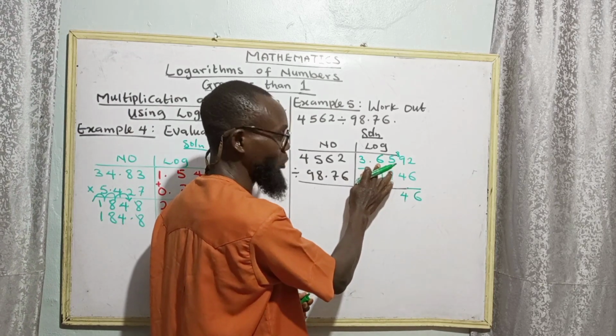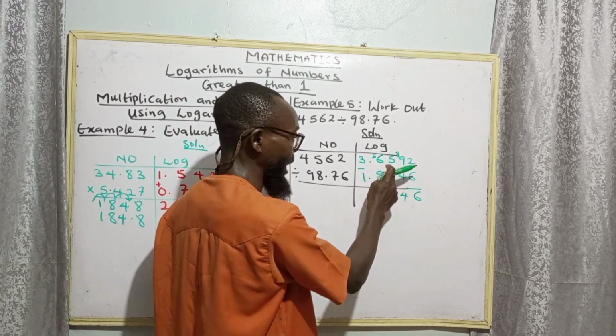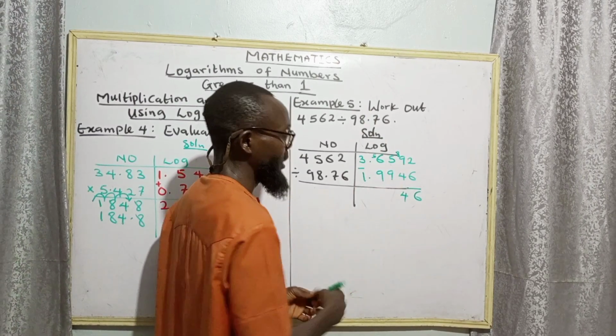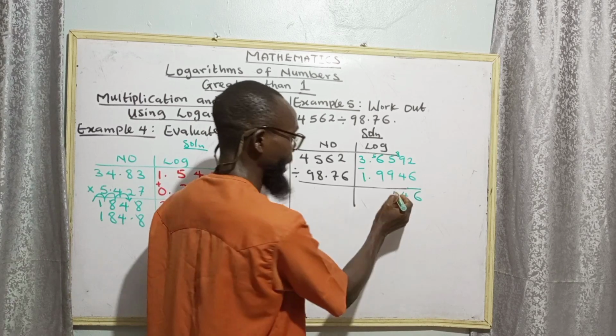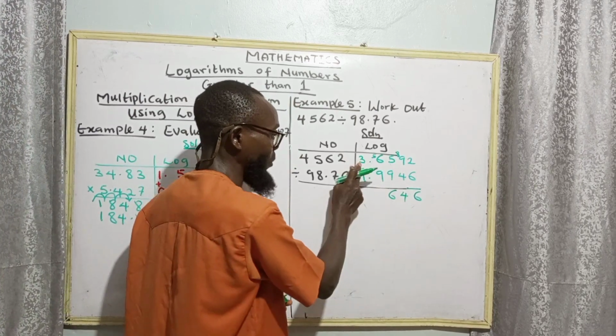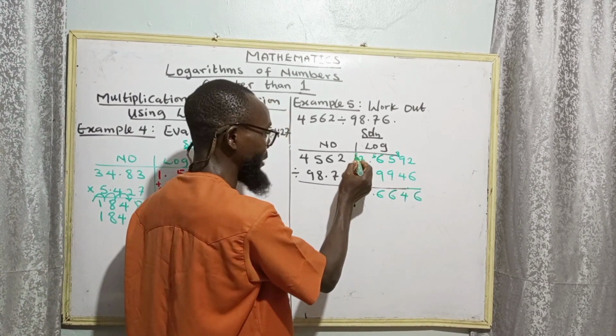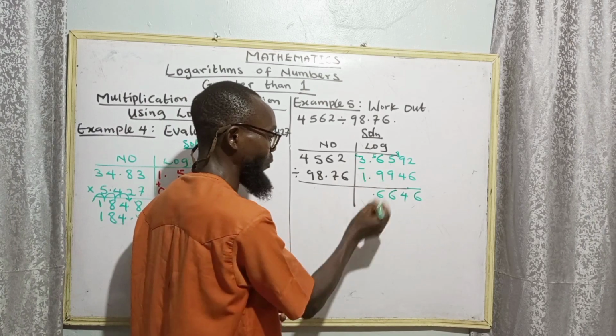You come to this 6 to borrow 1, this remains 5. Put the 1 in front of this 5, making 15. 15 minus 9, we have 6. Then 5 minus 9, as we have here, come and borrow 1 from here, put it here, making 15. 15 minus 9, we have 6. Fine. This remains 2. 2 minus 1, we have what?